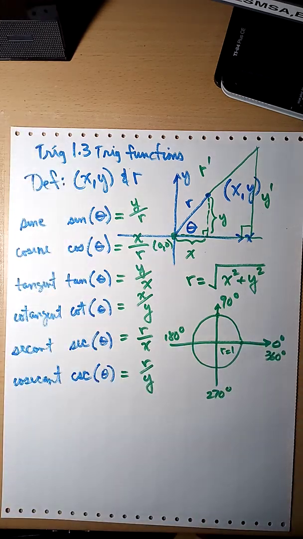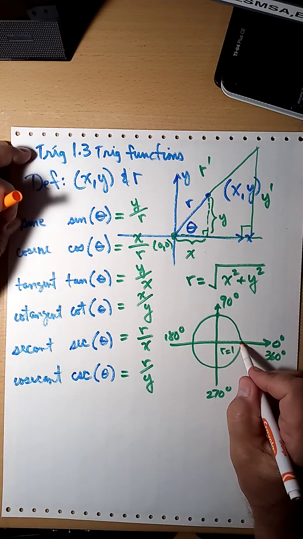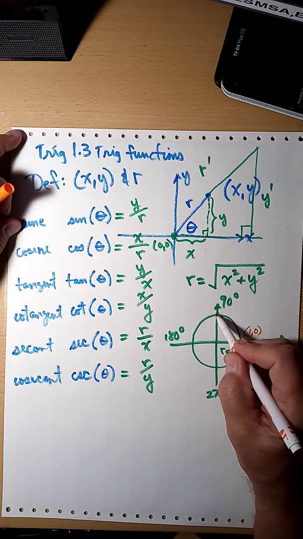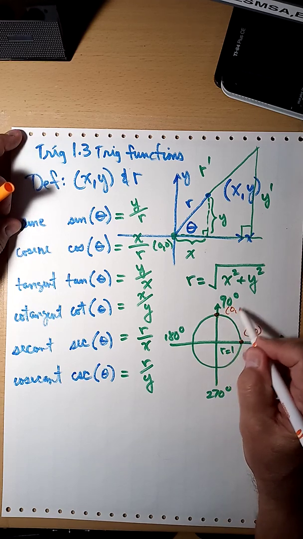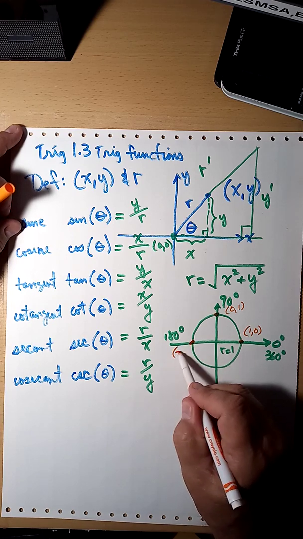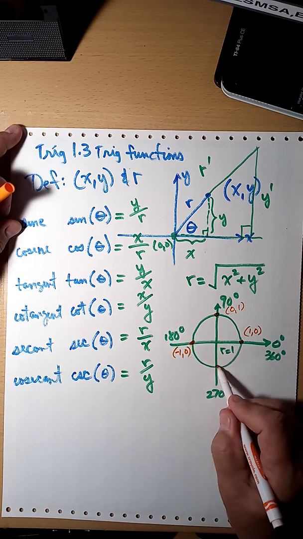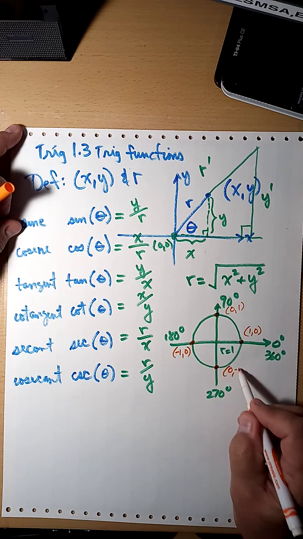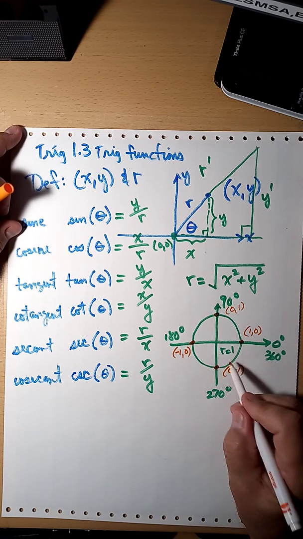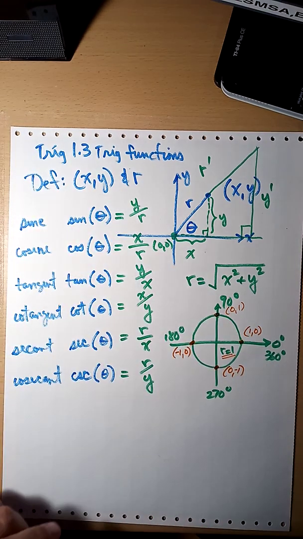So we know that this point on the positive x-axis is the point 1, 0. And this point is the point 0, 1. And this point is the point negative 1, 0. And this is, of course, 0, negative 1. So here's my x, y, and the r is always 1.